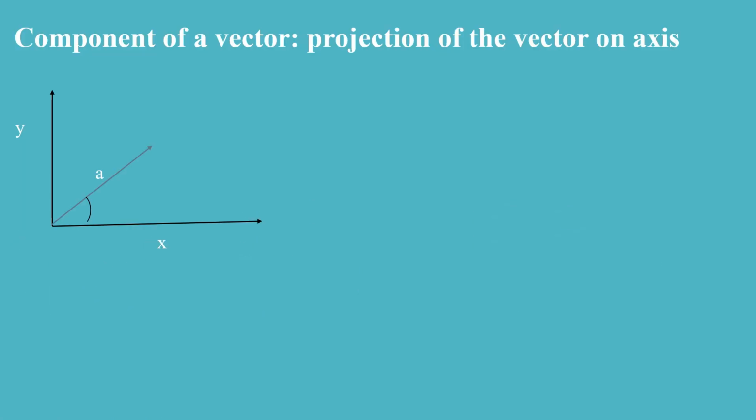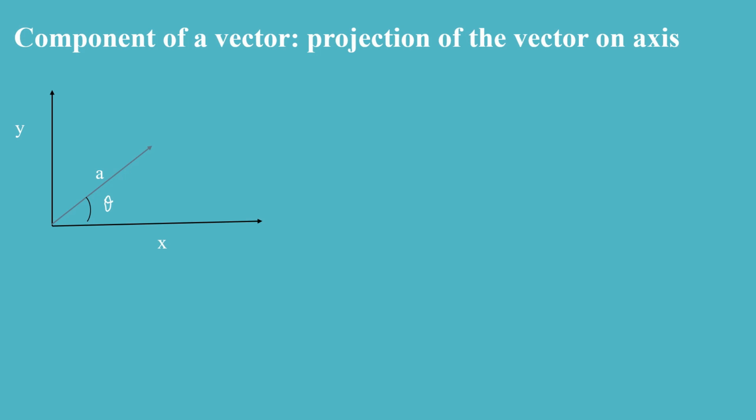So, what is the component of the vector? Technically it's a projection of the vector in x or y axis, right? So here, if I have a vector A, and then I'm gonna have the theta right here, right? And I'm gonna write down the projection of vector A in x and y axis, right?